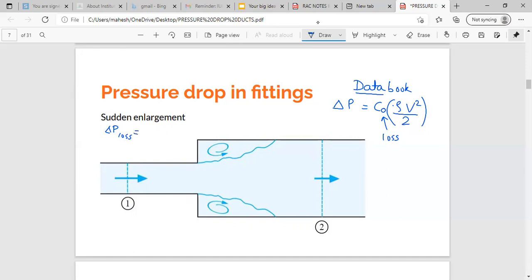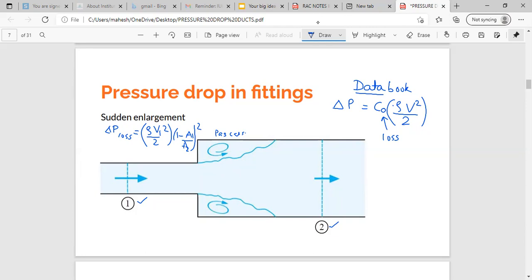Delta P loss is equal to rho V1 square by 2, which is the velocity head, times (1 minus A1 upon A2) whole square. This is in pascals. It is very interesting. It is a function of the cross section area A1 and the cross section area A2, and we can prove this equation by applying what is known as Bernoulli's equation.